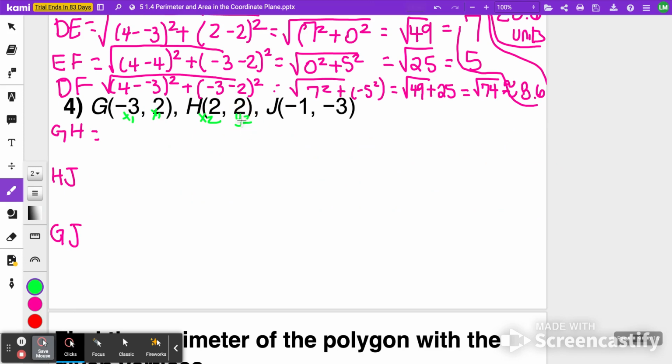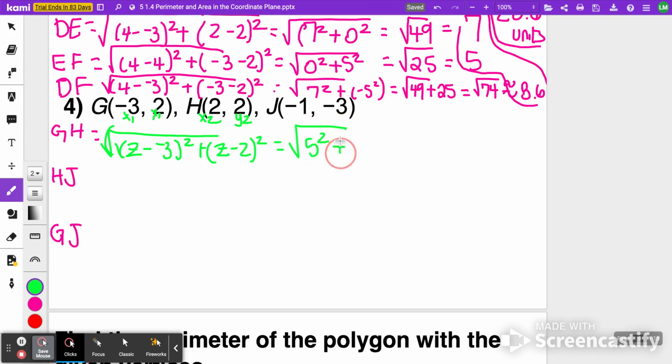All right, GH, I'm going to label these, let's do green, we'll do x1, y1, x2, y2 for H. So we find the differences of our x2 minus x1. So that's 2 minus negative 3 squared plus 2 minus 2 squared for my y's. That will translate to 5 squared plus 0 squared, which ends up being the square root of 25 equals 5 for that first length.